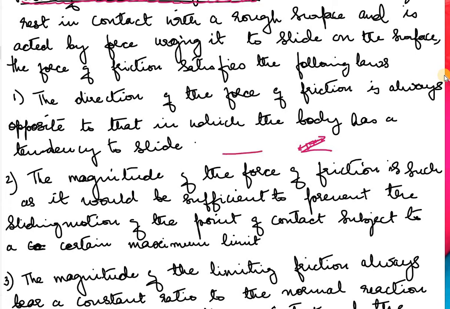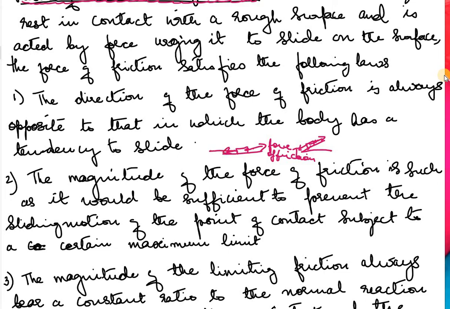Or suppose it is on a flat rough surface, and this body is in contact with it, and we apply a force on this body which urges it to slide in this direction. Then the force of friction, which always opposes the motion of the body, will be in the opposite direction. This is the direction of the force of friction, because the body has a tendency to slide in this direction.